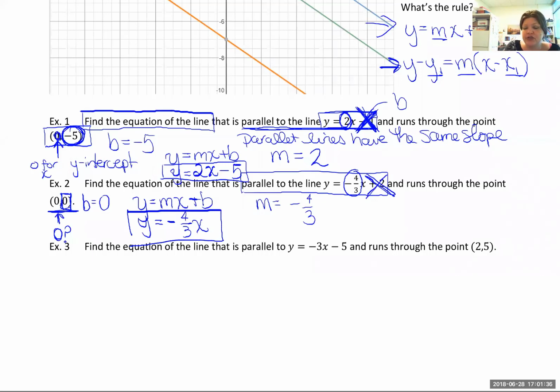Well, the reason I was choosing the y equals mx plus b is because I have been having these problems where I knew my slope and I knew my y-intercept. So this is the easy way to go. Let's look at the next problem.